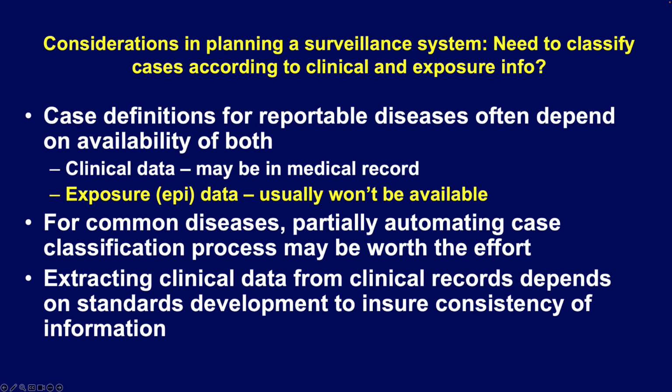So another consideration about case definitions is whether you need to classify cases according to clinical and exposure information. So clinical classifications may be things like mild or severe disease, or exposure information that might include something like whether the person ate at a particular restaurant or had traveled before becoming ill. Usually, case definitions require both the clinical and epidemiological exposure-related information, but both types of information don't always exist in one place together. You can usually find the clinical information in the medical record, but the exposure information usually won't be available there, and you'll have to have other sources for that information.